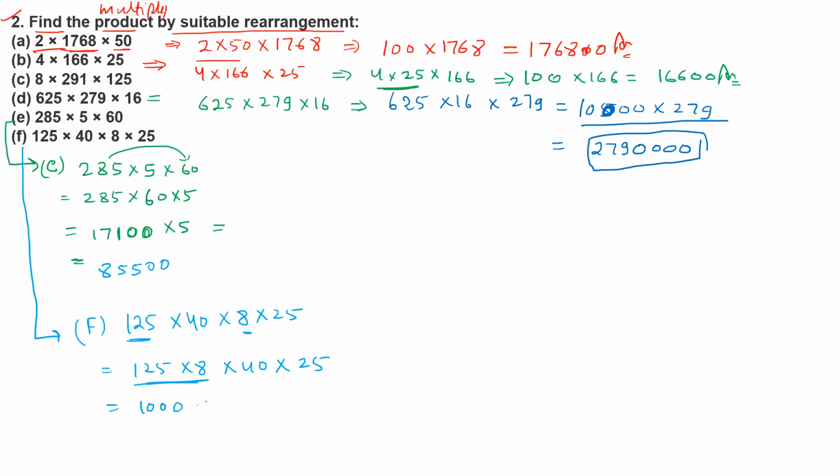1000. And when you multiply 25 by 4, again you will get 1000. So 1000, sorry, this is multiply, not plus. So 1000 multiply by 1000, you will get 10 lakh.